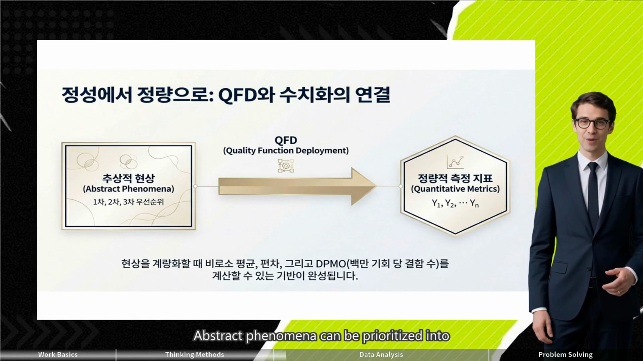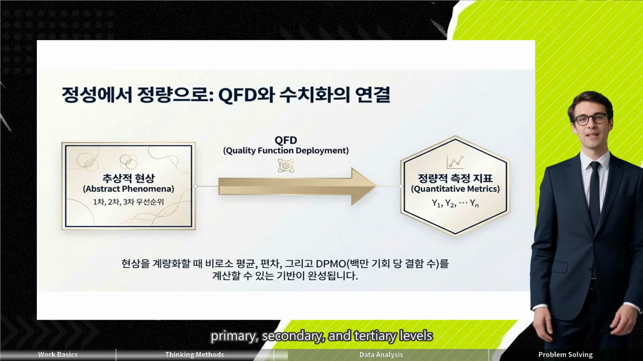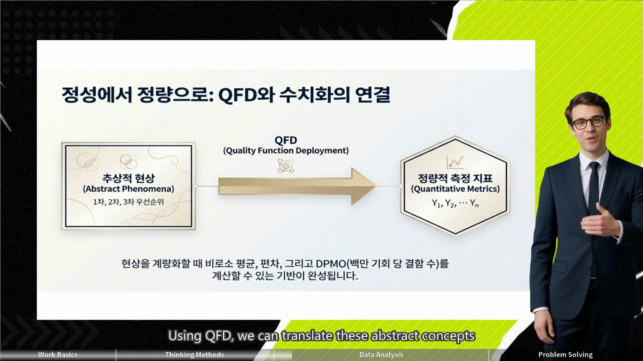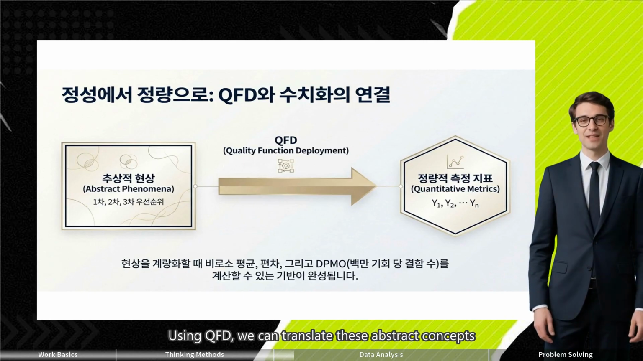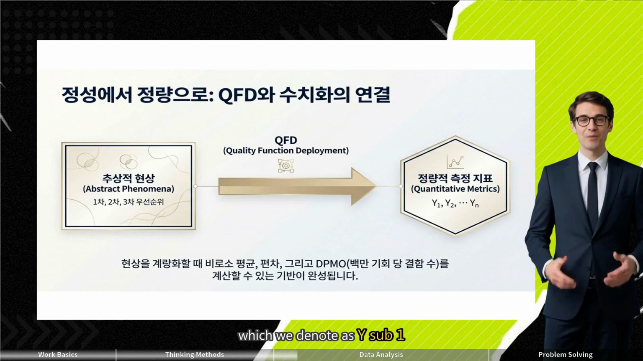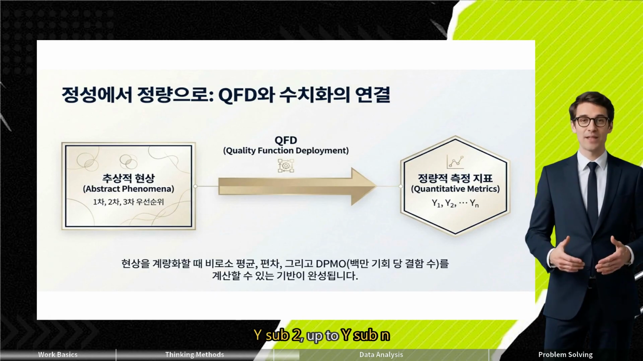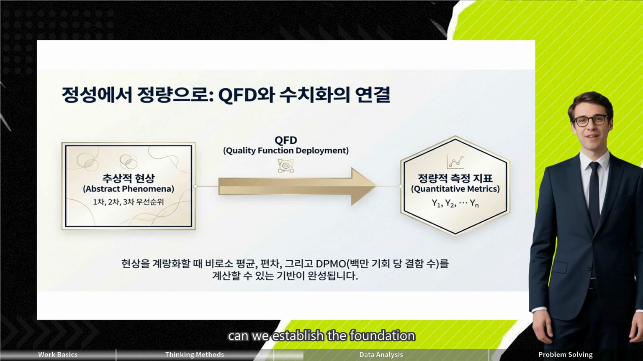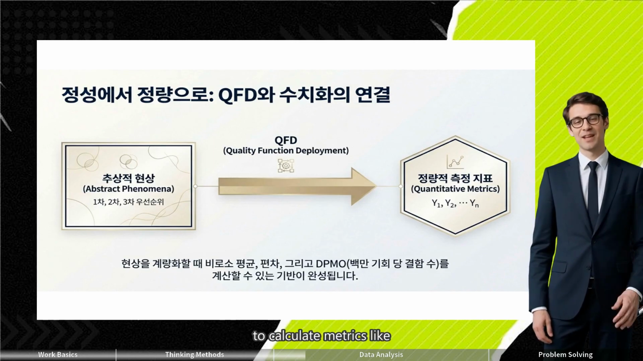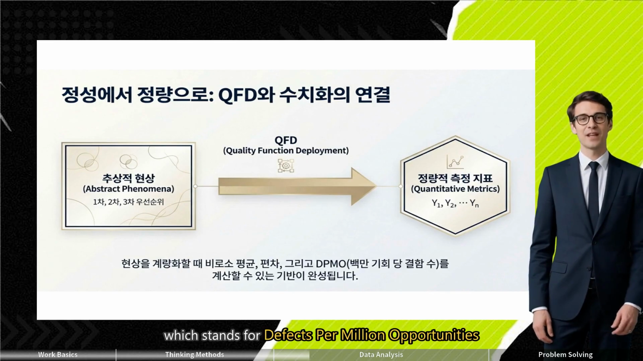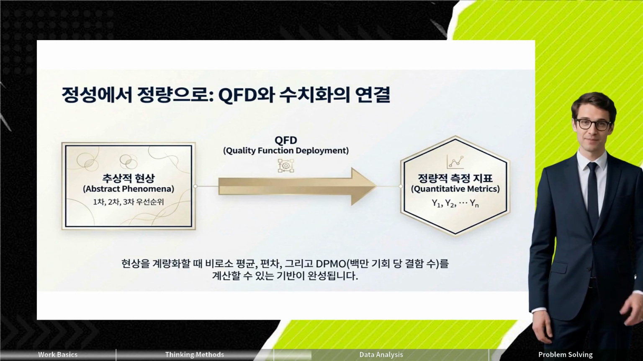Abstract phenomena can be prioritized into primary, secondary, and tertiary levels. Using QFD, we can translate these abstract concepts into measurable quantitative metrics, which we denote as y sub 1, y sub 2, up to y sub n. Only when we quantify phenomena can we establish the foundation to calculate metrics like mean, deviation, and DPMO, which stands for defects per million opportunities.